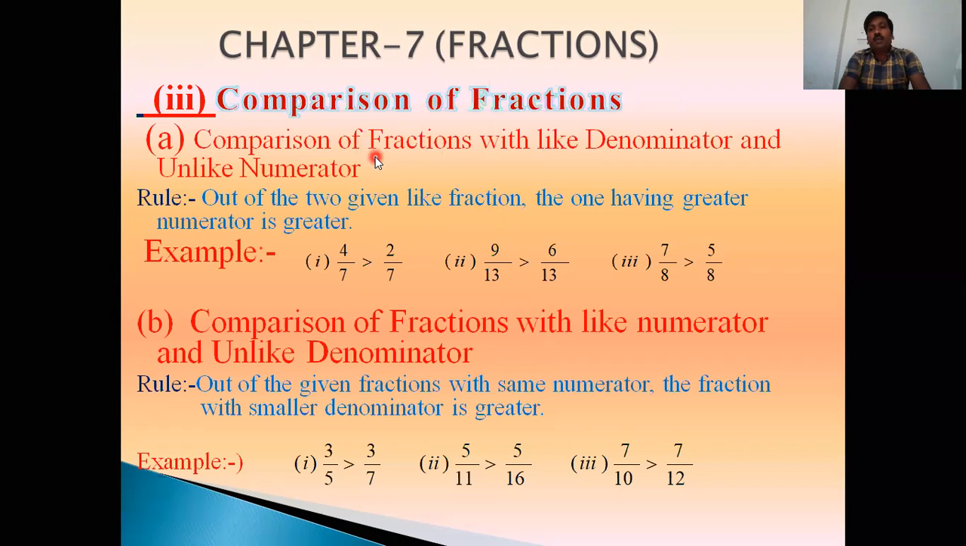Now, comparison of fractions. How can we compare two fractions? Is one greater or less? Now here are three categories. First category is comparison of fractions with like denominator and unlike denominator. Like denominator means equal denominators, and unlike denominator means the denominators are not the same.